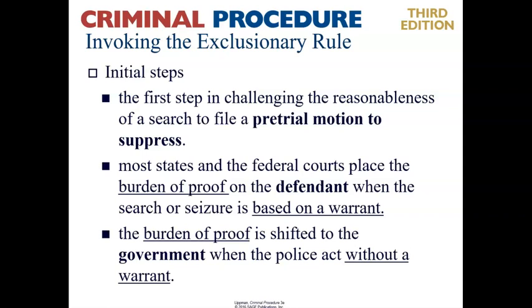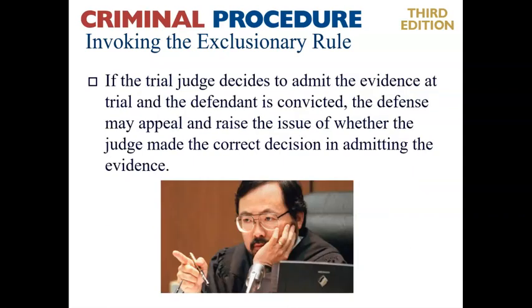And so the defendant is assigned the heavy burden of demonstrating that the warrant wasn't good or was deficient. Now, the government bears the burden of proving that a search without a warrant was justified as an exception. It switches when there is no warrant. So that is the start of how you invoke the exclusionary rule.